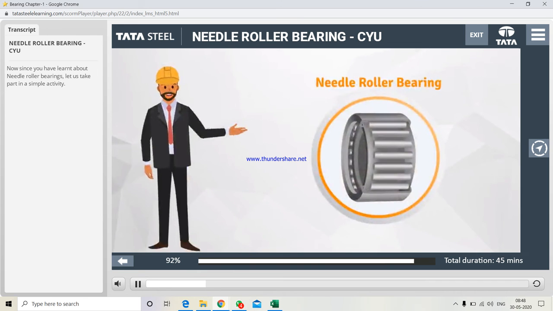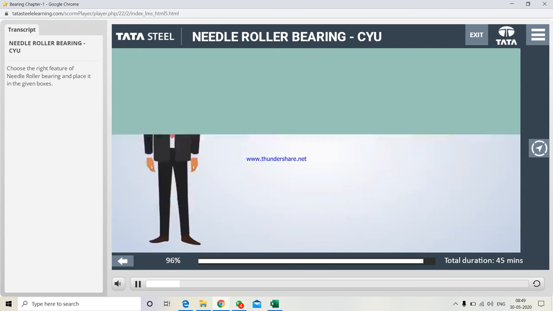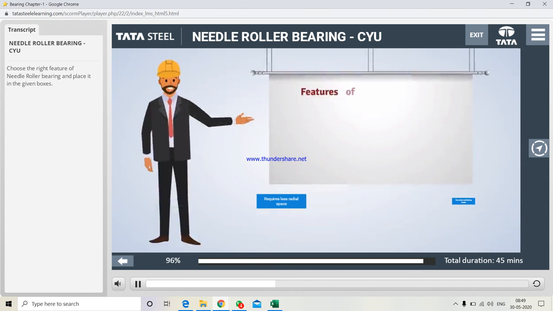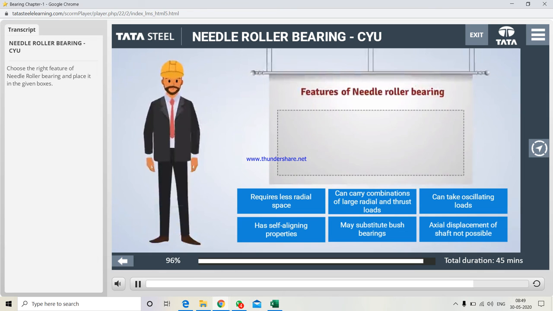Now, since you have learnt about needle roller bearings, let us take part in simple activity. Choose the right feature of needle roller bearing and place it in the given boxes.